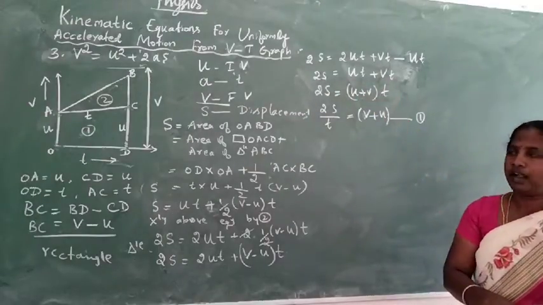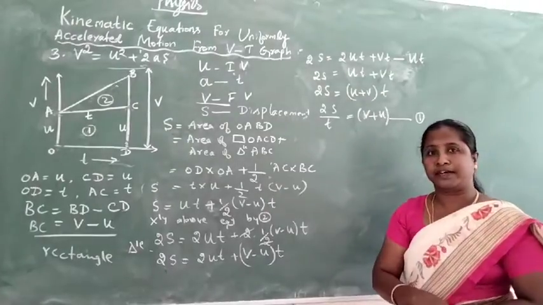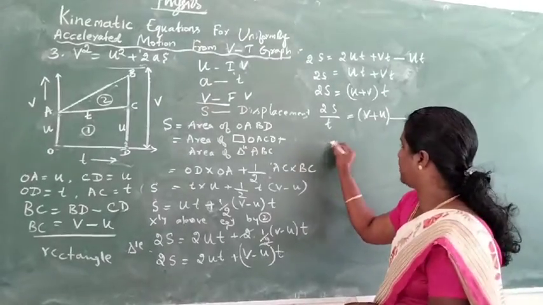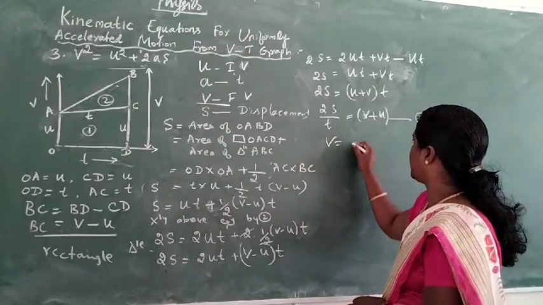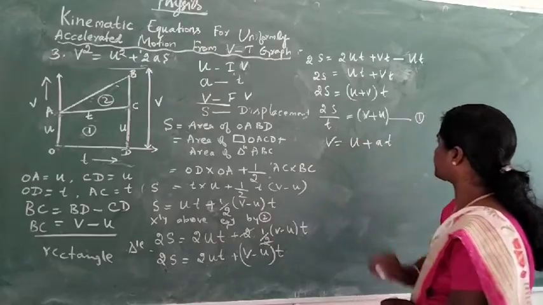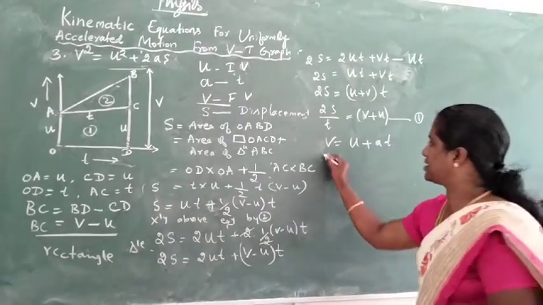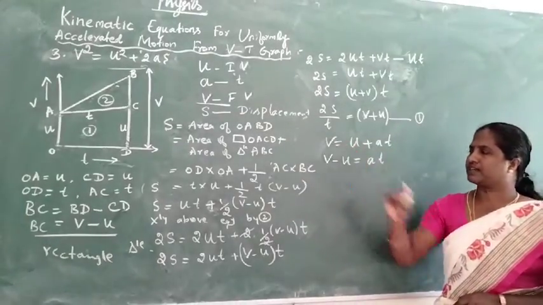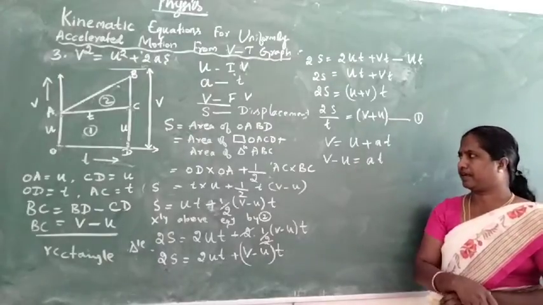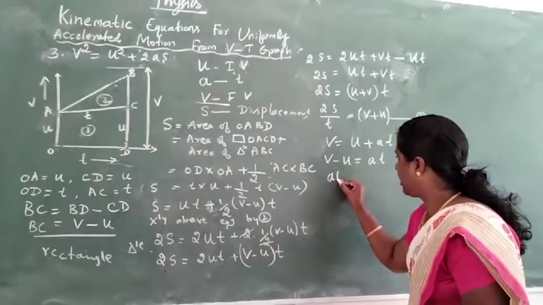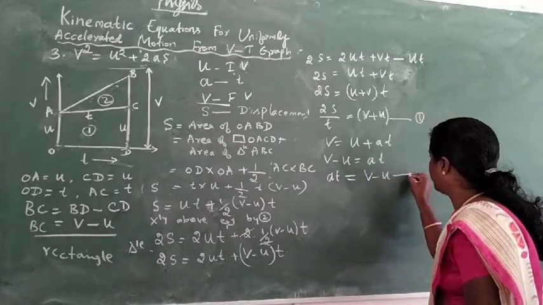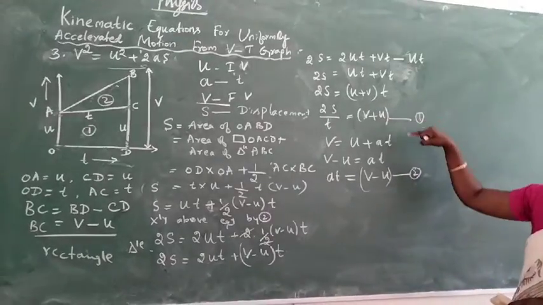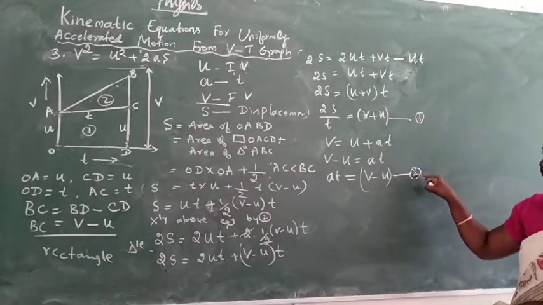Now we have already derived the first equation. What is the first equation? V is equal to U plus AT. From that equation, V is equal to U plus AT, this U comes to the other side, V minus U is equal to AT. U takes a negative sign on the other side. Or I can write here AT is equal to V minus U. Take this as equation 2.